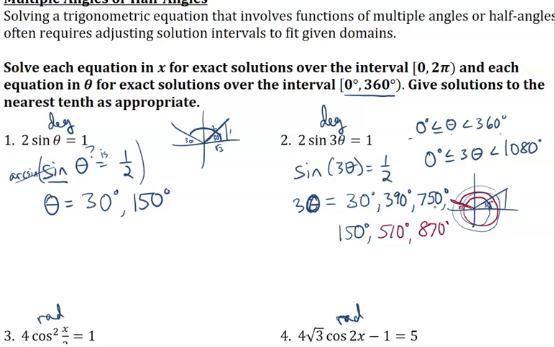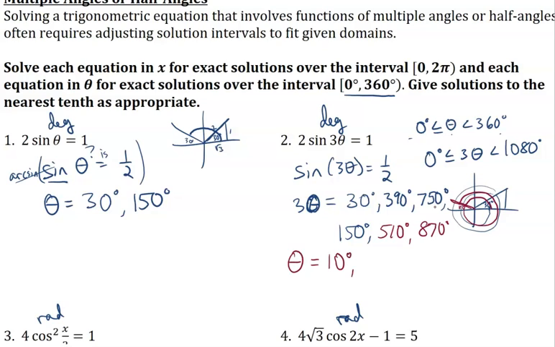Now, please notice that I didn't just write a list of angles. I put 3 theta equals that because I'm not actually done solving for theta yet. 3 theta can be any of these things, so I need to figure out what theta could possibly be. Well, let's divide both sides by 3. I get that theta can be 10 degrees.